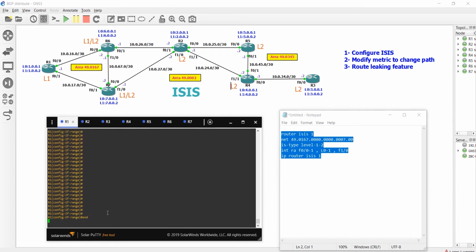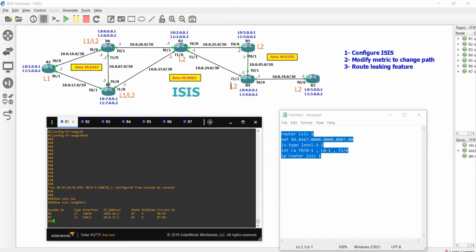From router 1, show ISIS neighbors. You can see here you have two neighbors, L1 and L2 router 6 and L1 and L2 router 7. This is L1, and via this interface, and IP address is 10.0.72, this interface, and its state is up, and it has established neighborship between R1, R6, and R7.